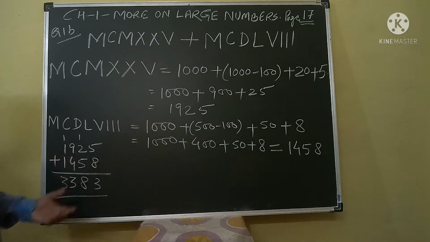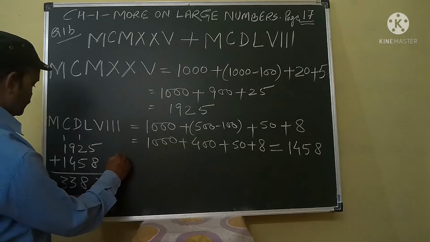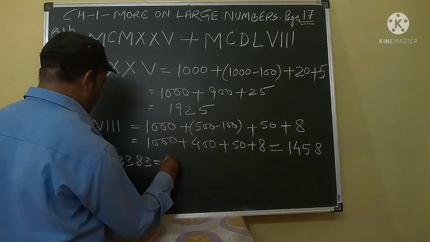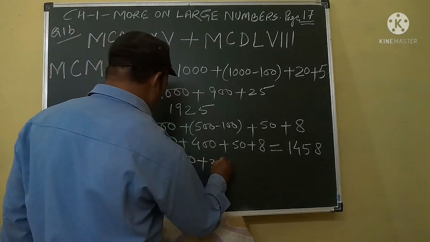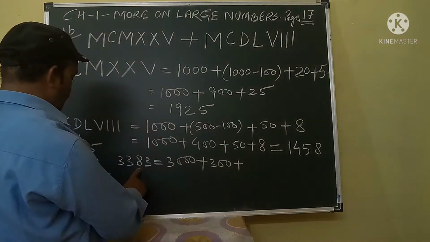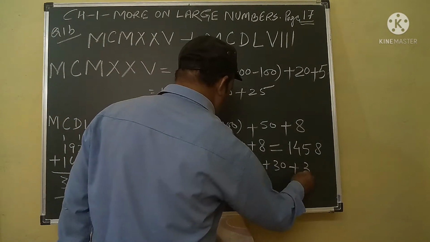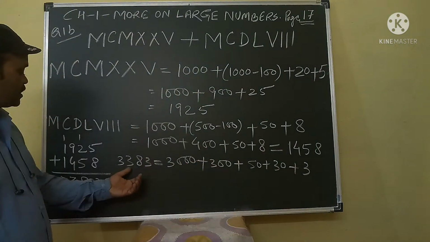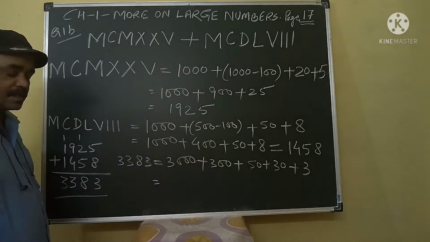Your answer will be in Roman numerals. So what will you do? We can break 3383. How? Look here. 3383 means 3000 plus 383. 383 means 300 plus 50 plus 30 plus 3. Okay. It is the splitting form of 3383.